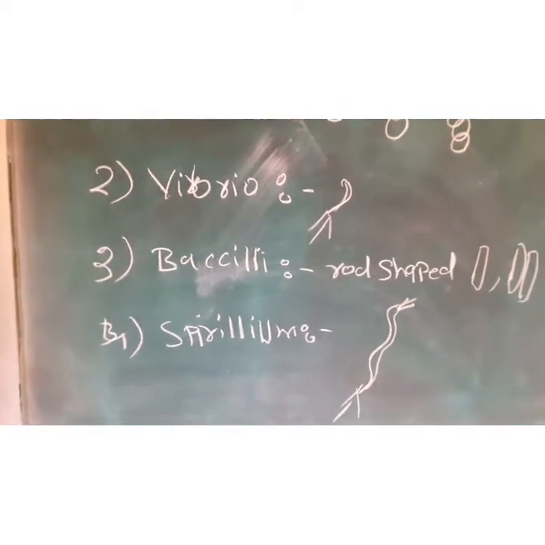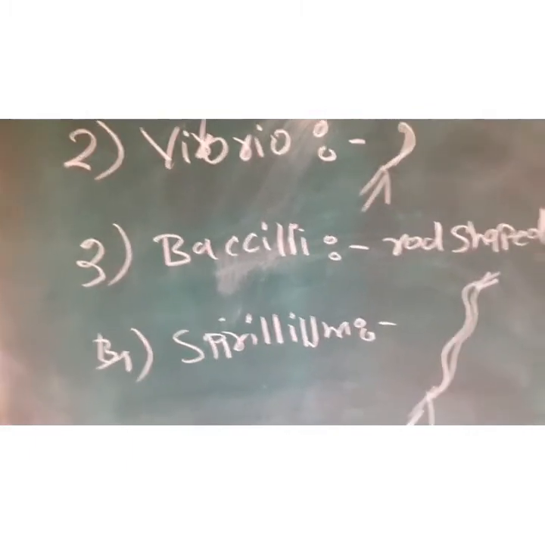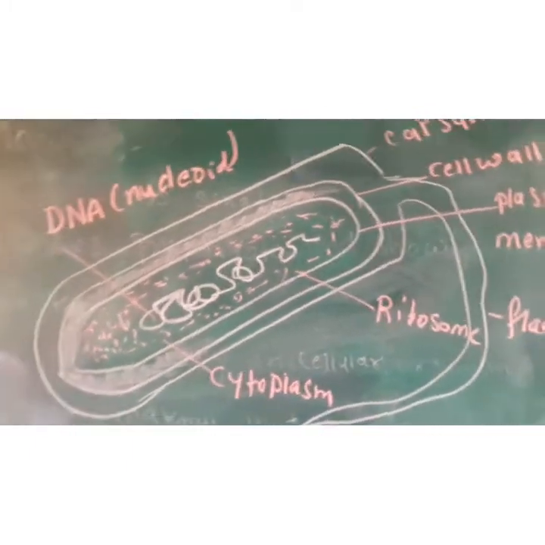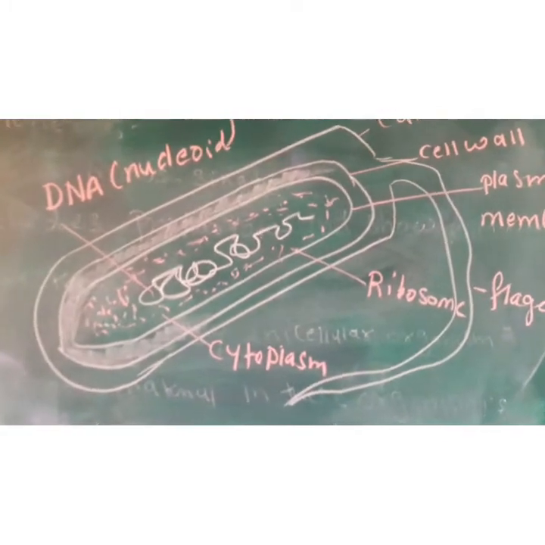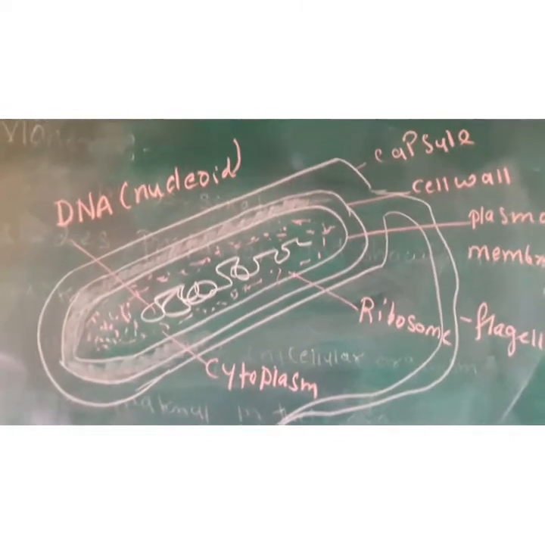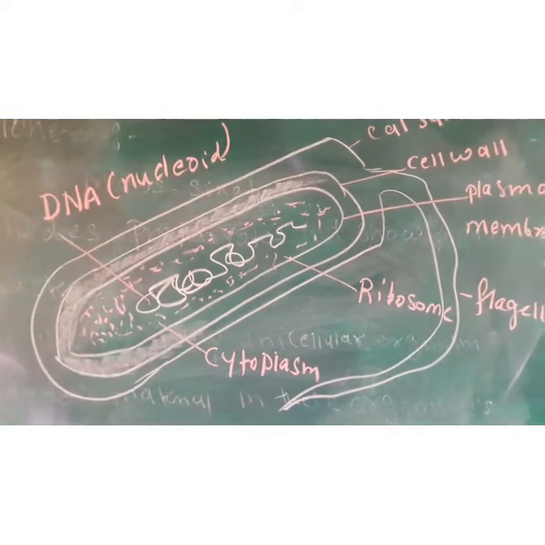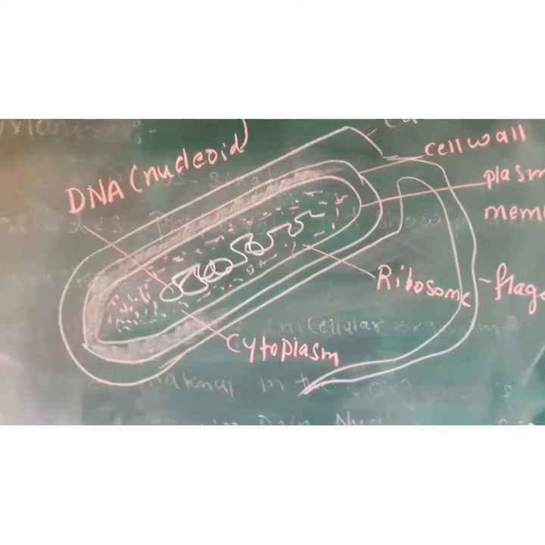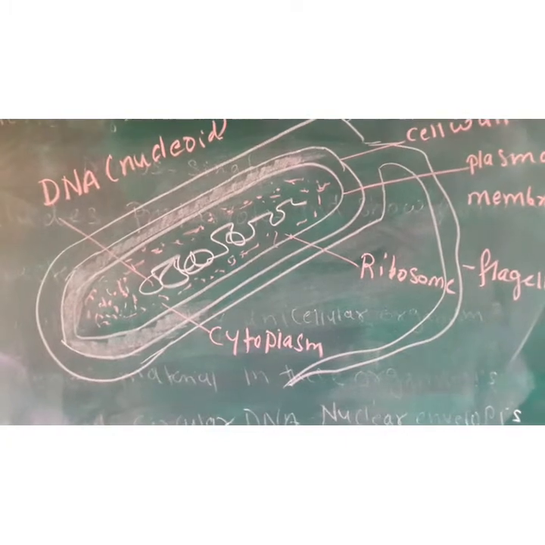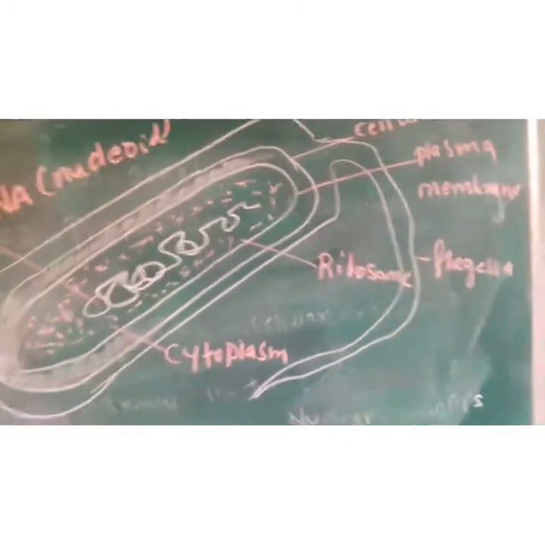Now let us discuss the mode of nutrition. But before that, let us see the structure of bacteria. On the blackboard you can see the diagram of bacteria. The outermost layer of bacteria is called the capsule. A large number of bacteria have a capsule. A slimy capsule is present outside the cell wall. It is composed of polysaccharide and nitrogenous substance.